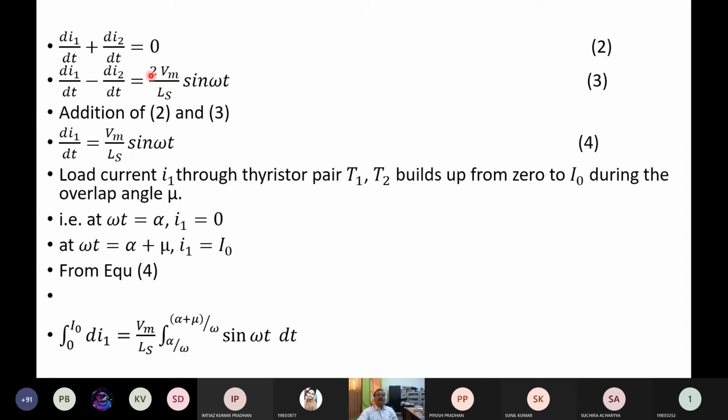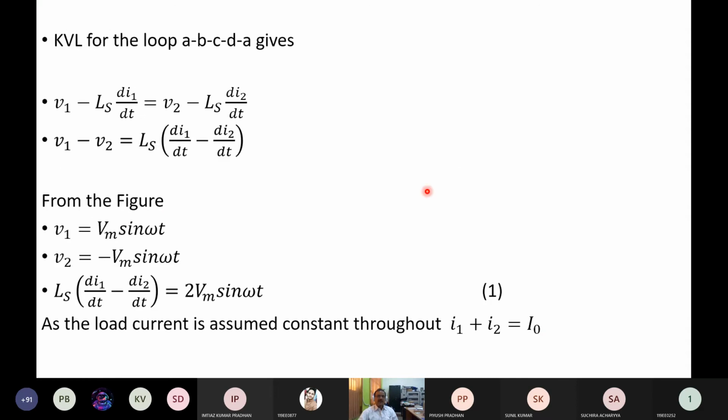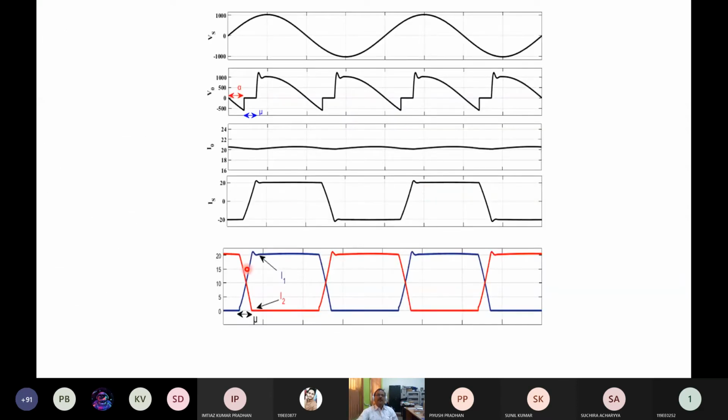Okay, very short. So adding these two, what we'll get? di1 by dt is equal to Vm by Ls sin omega t. The 2 will cancel. So load current I1 through thyristor pair T1 T2 builds up from 0 to I0 during the overlap period mu. That is correct. In this, it is built up in time mu, from 0 to I0.